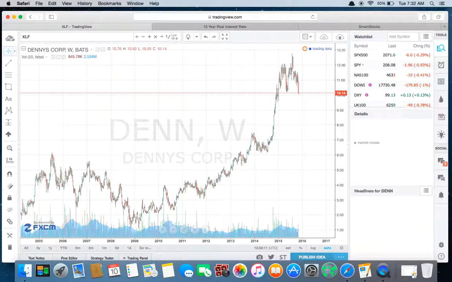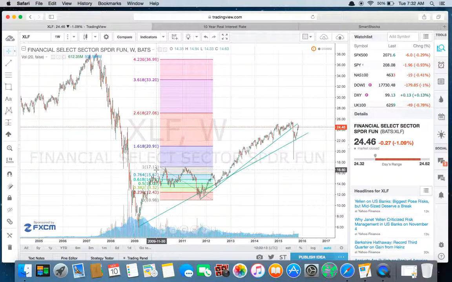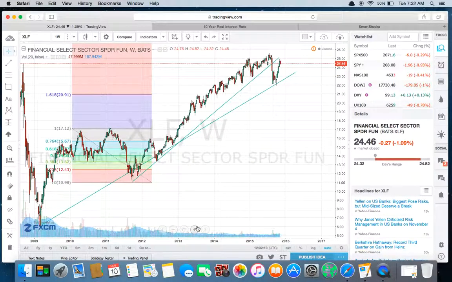And again, financials. If we take a quick look at financials, from a charting perspective it is perhaps the cleanest chart. Unlike the XLK and the XLY, however, tech and consumer discretionary, this index has not broken to new all-time highs.